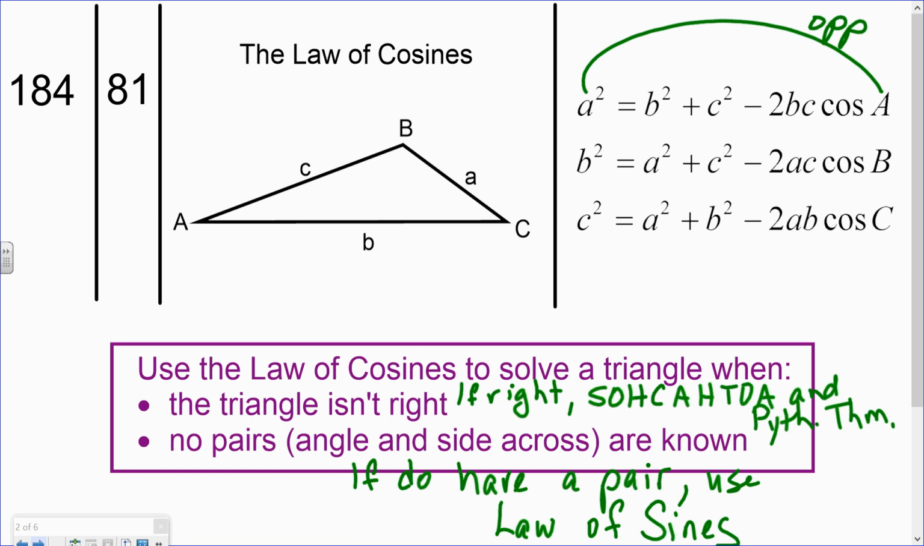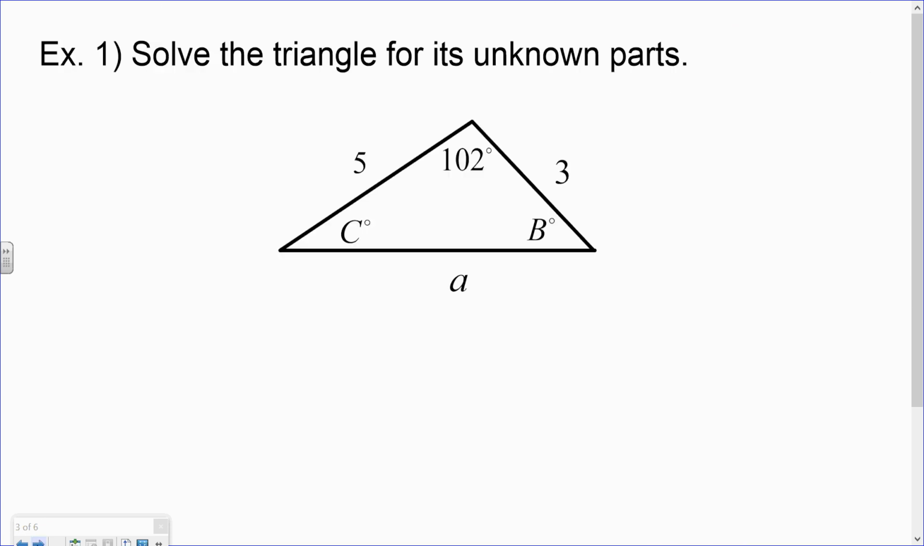So let's give this a try on our first example of the day. So here's a triangle, and we want to solve it for its unknown parts. What does it mean to solve a triangle again anyway? What do those directions mean? What's it to solve a triangle?